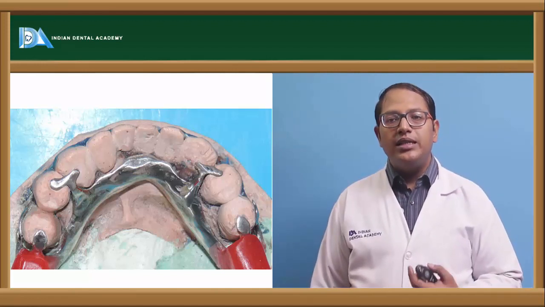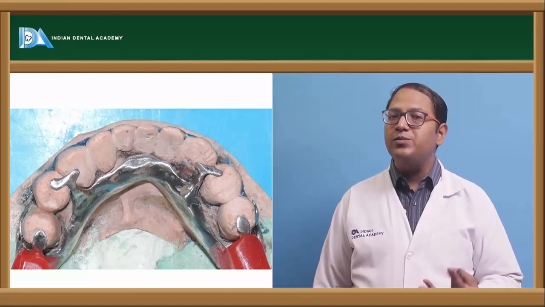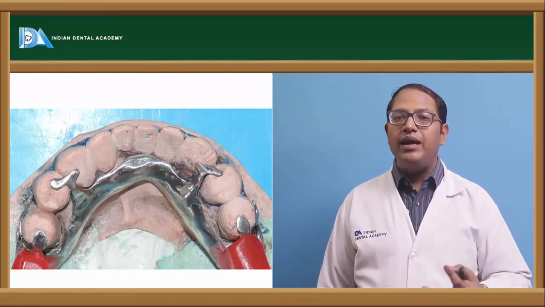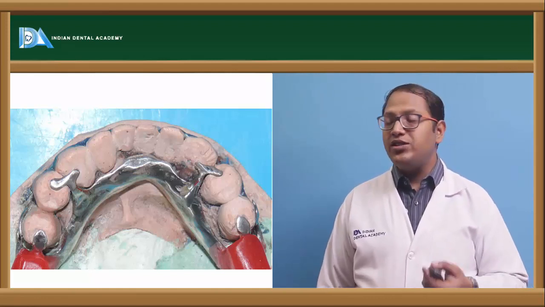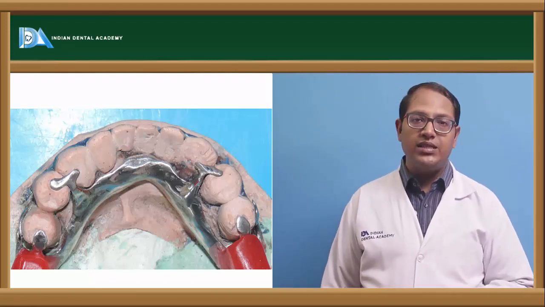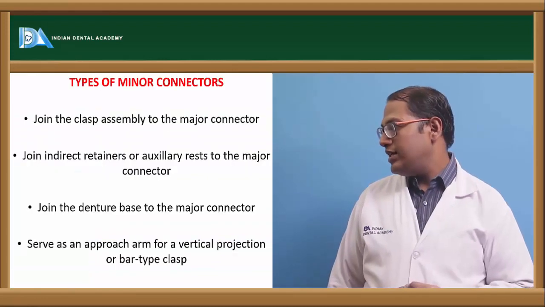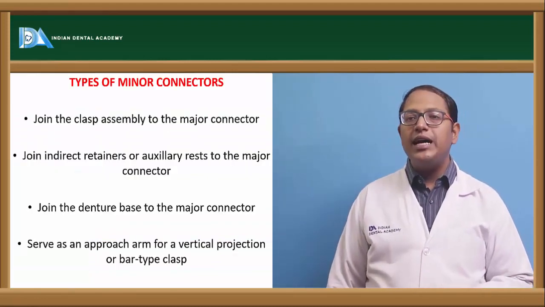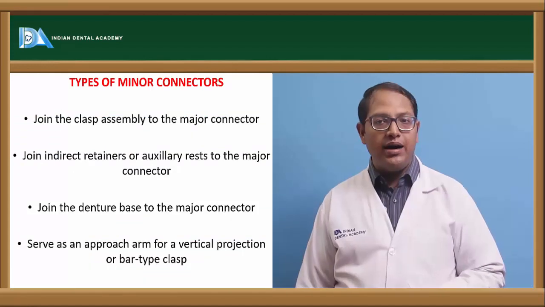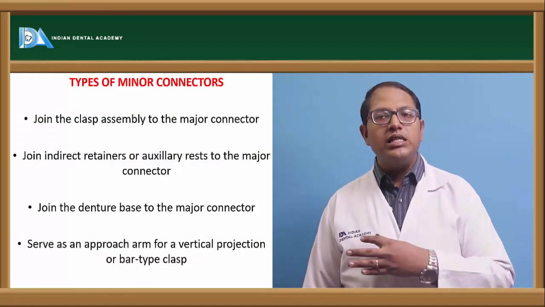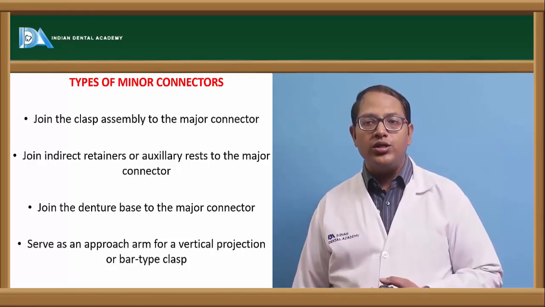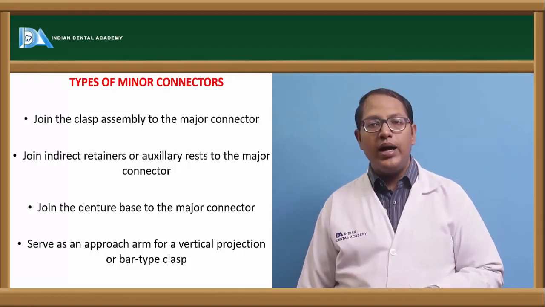So now the need for rigidity is emphasized by its function as a minor connector. If the major connector can flex, the stress cannot be distributed. So that is one thing which we need to take care of. So what are the different types of minor connectors that we have? One more thing is that the minor connector also distributes the forces on the edentulous ridge to the ridge and the remaining teeth as well.